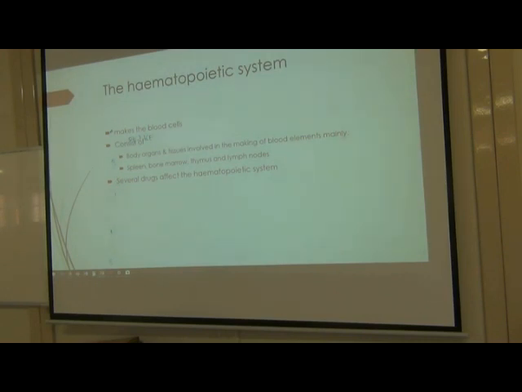For instance, where is red blood cell made in the body? In the bone marrow. Where is it destroyed? In the spleen. So the spleen is the final destination for red blood cells.